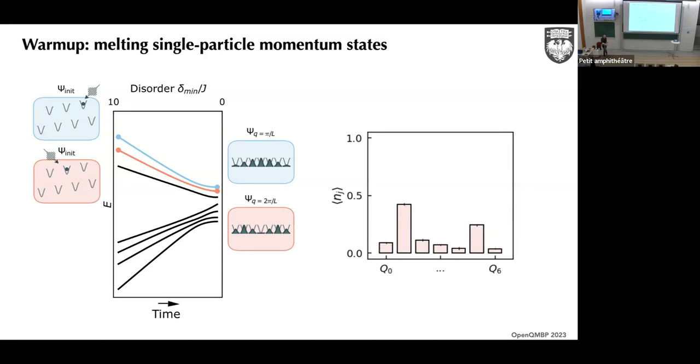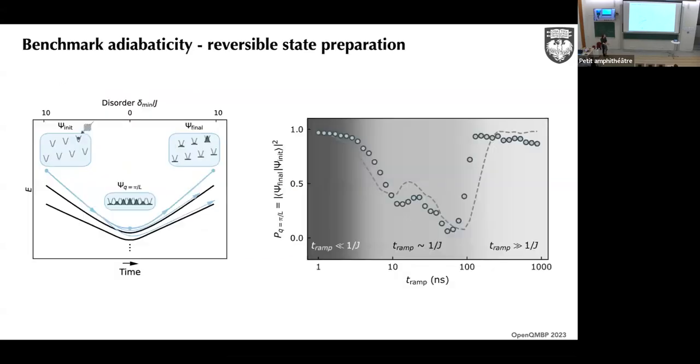I didn't quite specify how we probe adiabaticity or how we ensure that we are adiabatic, because obviously to be adiabatic, you can probably ramp the system for a week just to be safe, but your photons won't live in a qubit for a week. So what we do is we use reversible state preparation as a way to benchmark adiabaticity.